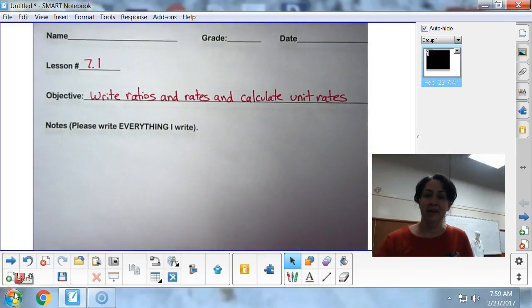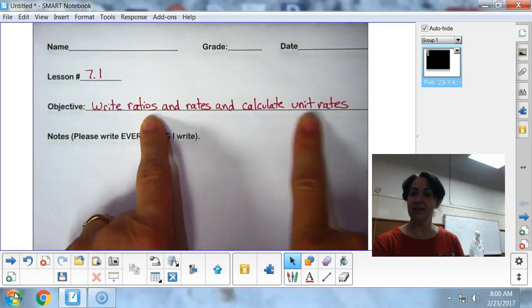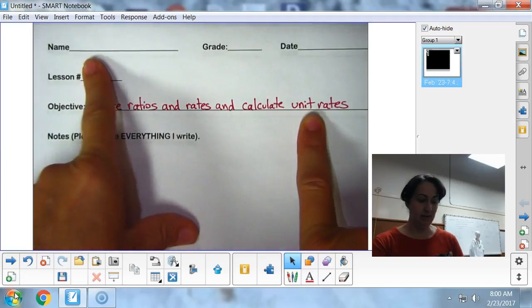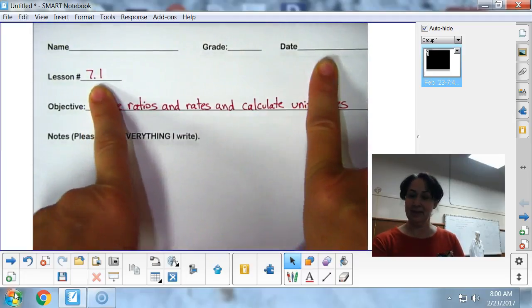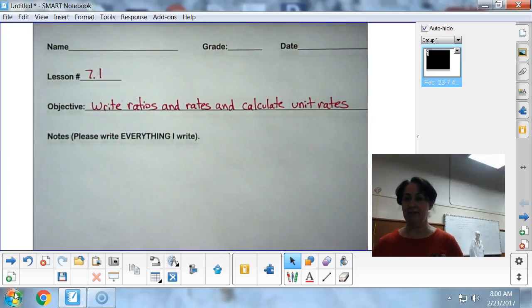Guys, we're working on writing rates, ratios and rates, and calculating unit rates today. Make sure you fill in the objective. Go ahead and put your name, grade, and the date. And the lesson number today is 7.1. Okay, make sure you get all that written down.